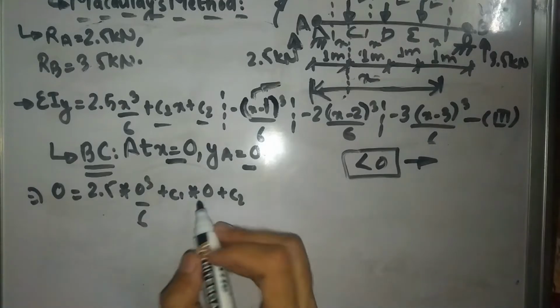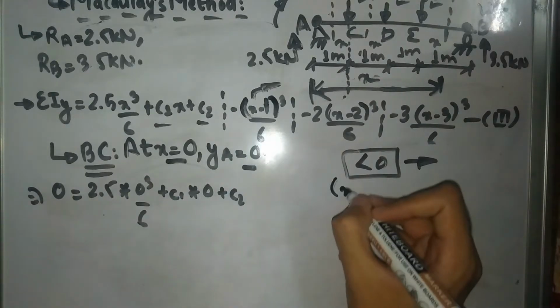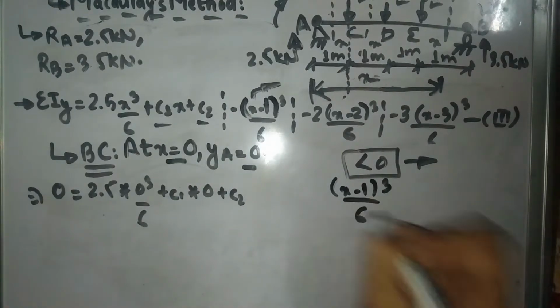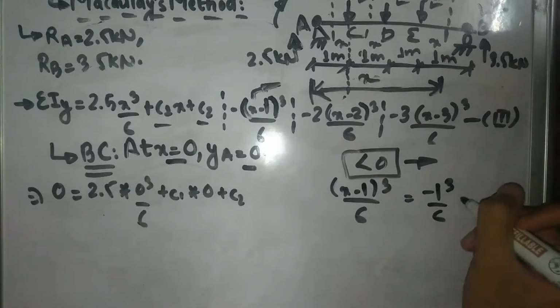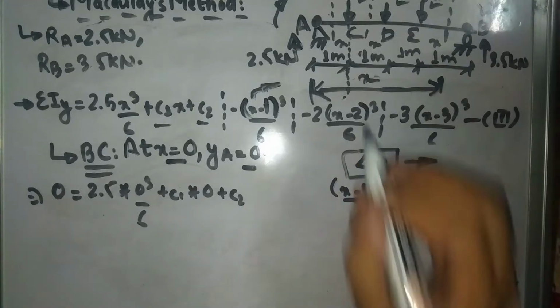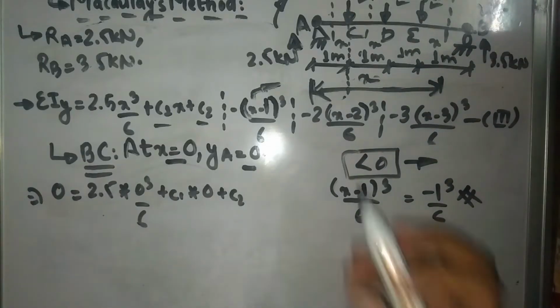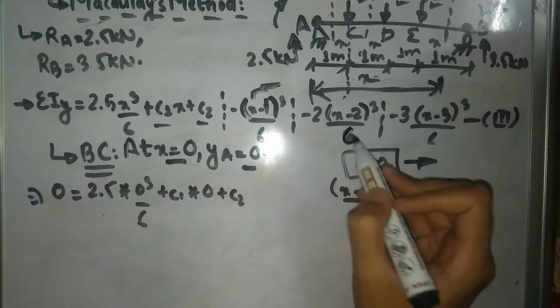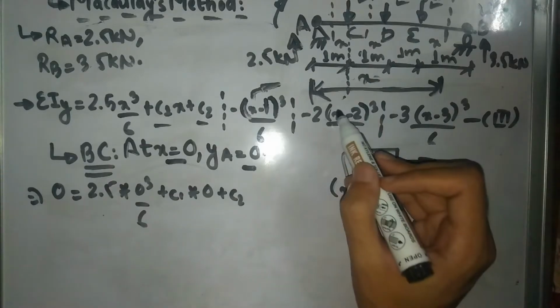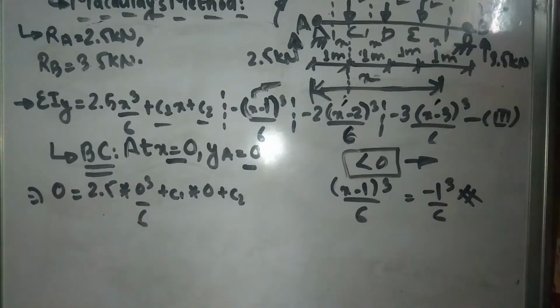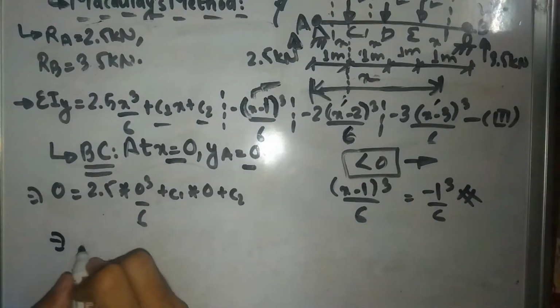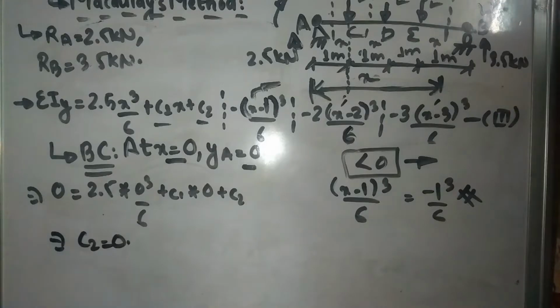For instance, if I put my value of x over here in x minus 1 cube divided by 6, it is going to be 0 minus 1, which means minus 1 cube by 6. So we're going to ignore this term. Similarly, for the term x minus 2 cube by 6, if I put my value of 0 over here, 0 minus 2, so we're going to ignore this term. Similarly for all these terms. So from here we're going to get our value of c2 as 0. So we have got our value of c2.